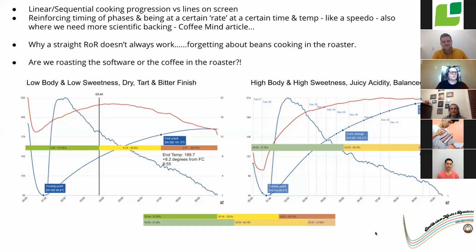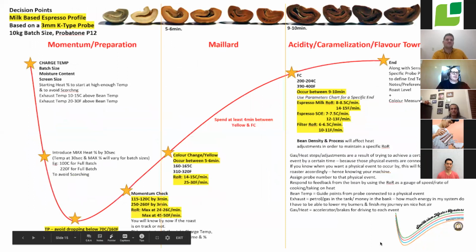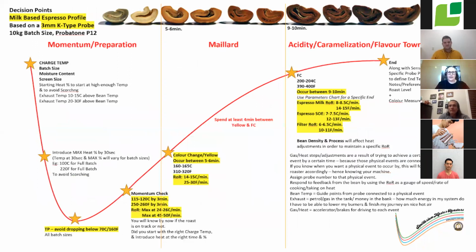Yeah, for sure. So this next decision points profile is kind of the crux of where we're headed. Again, please remember this data is based on a 3mm K-type probe. And this profile is my baseline for a milk-based espresso profile. My goal would be to get to yellow between 5 and 6 minutes, and then spend about 4 minutes in Maillard. Then I'd be spending anywhere between 3 to 3.5 minutes from first crack onwards with a specific amount of degrees in time.